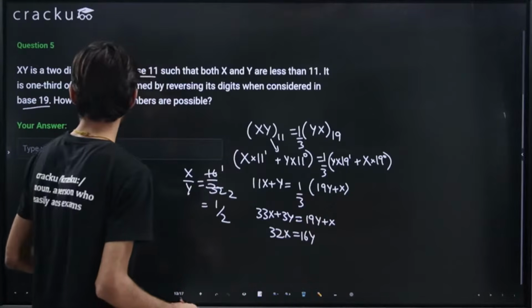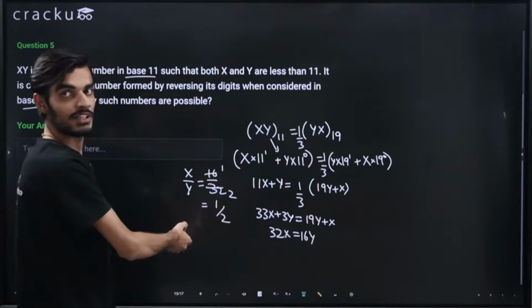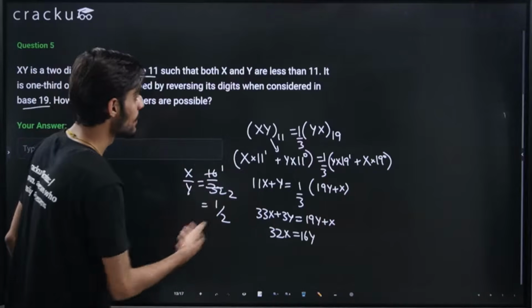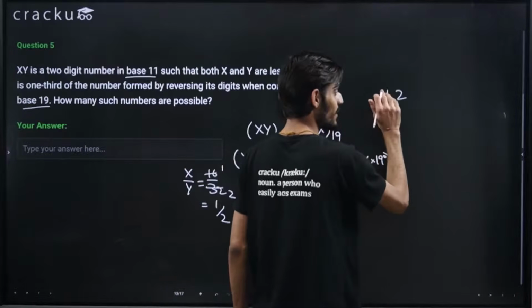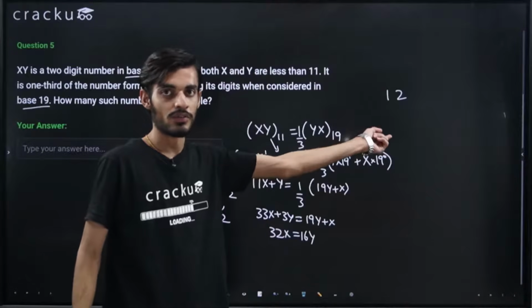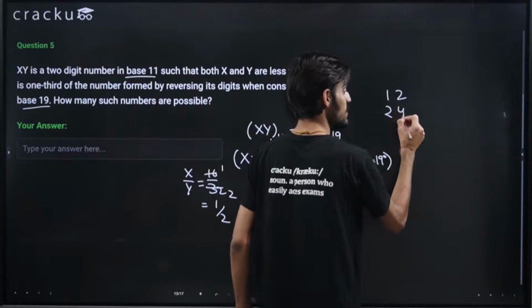So we are asked to find how many such numbers are possible. We know the ratio of x and y is 1:2, so we can write the numbers as 1 and 2. In the place of x I can write 1, in the place of y I can write 2. Same way I can write 2 here, 4 here, just the multiples.